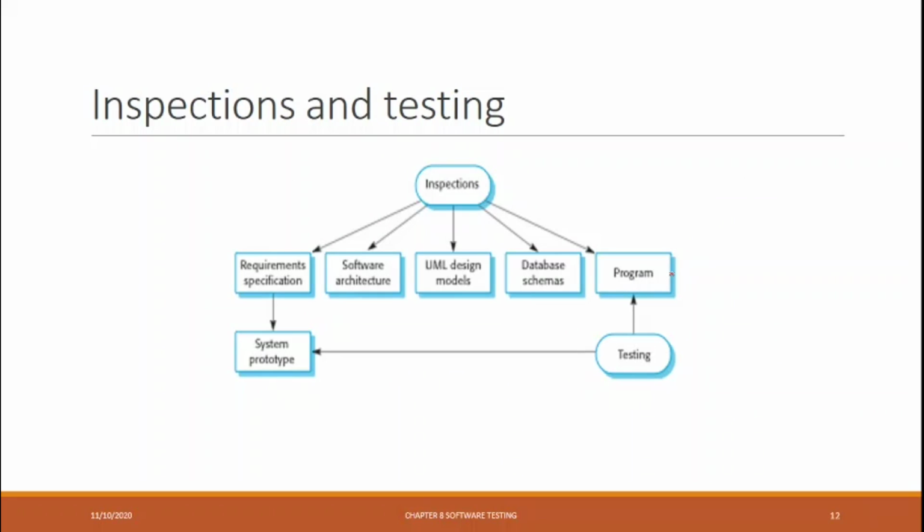Inspection and testing. In the inspection, you can see the requirement specification, architecture, UML design models, database schema, and programs. In the requirement specification, you have the system prototype, that is, what specifications have to be taken care of before designing the application. The system prototype is checked, and in the testing part, it will check the program along with the system prototype.